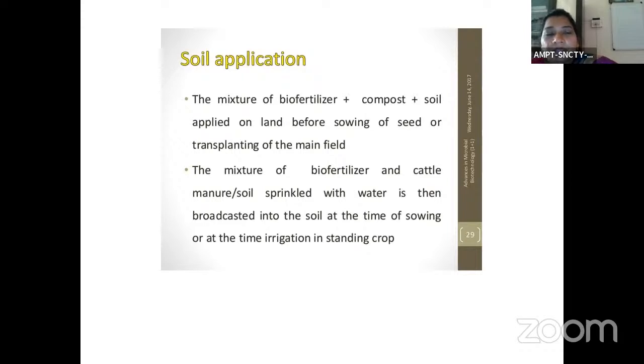For doses of application, or for preparation of soil inoculum, you can use 1 kg or 2 kgs of biofertilizer. You can mix it with 100 kgs of well decomposed compost, mix it thoroughly and apply in the field. Because 2 kgs of biofertilizer is recommended for 1 acre of land, you can mix it with 200 kgs of farmyard manure. If you have time, 15 days, you can allow them to grow and after that apply in the field.